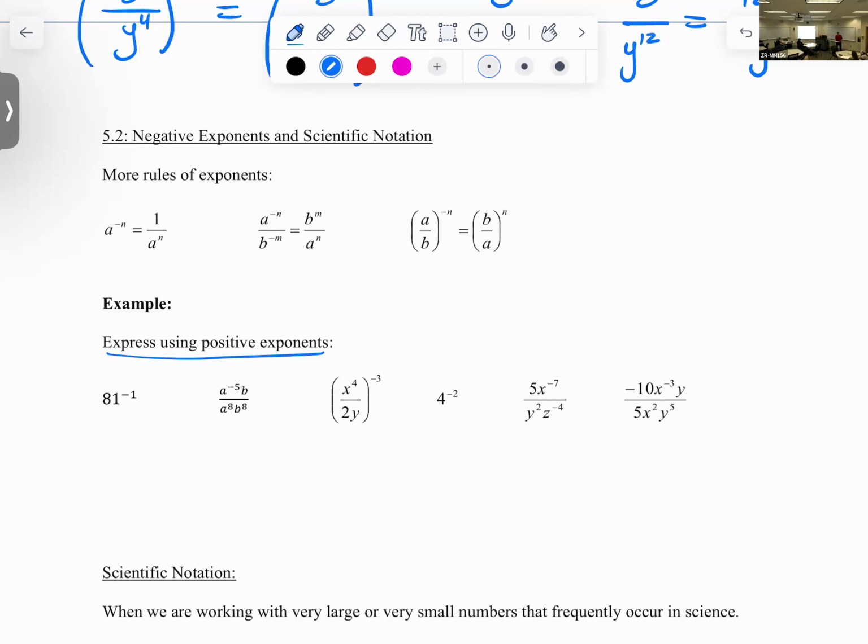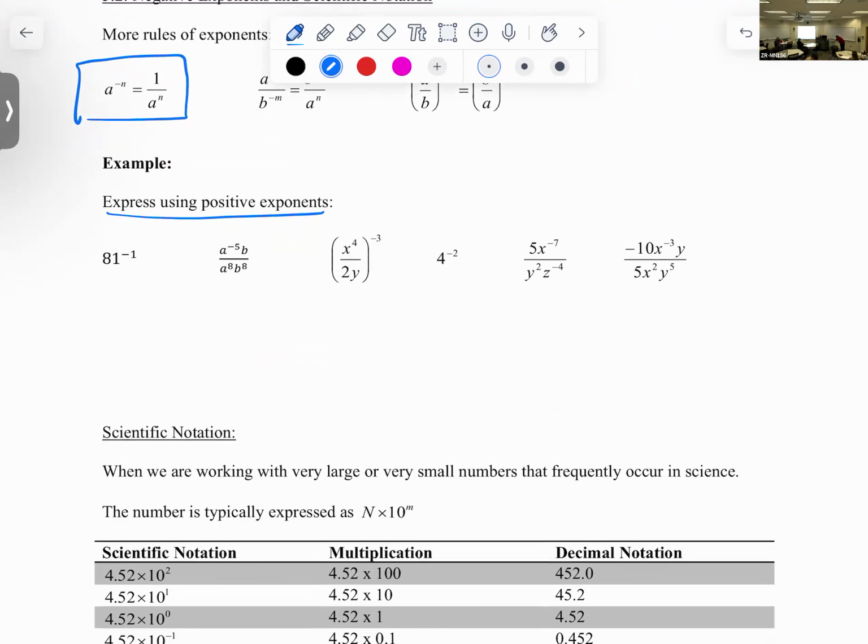And all 3 of those rules say the same thing. They're all summarized basically in the first rule. So 81 to the -1. That means that currently the whole thing is over 1. If I move it into the denominator, that becomes 1 over 81 to the 1st power. And I can drop anything to the 1st power, so that is simply 1 over 81.